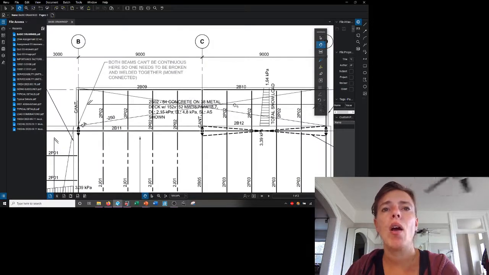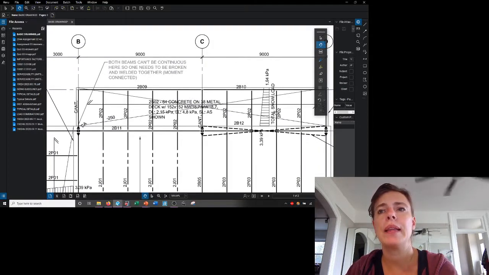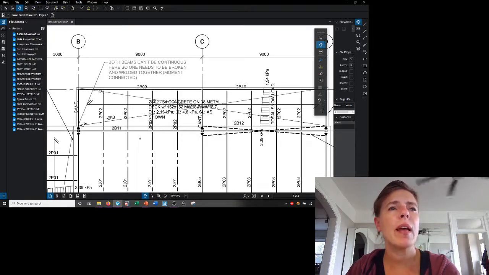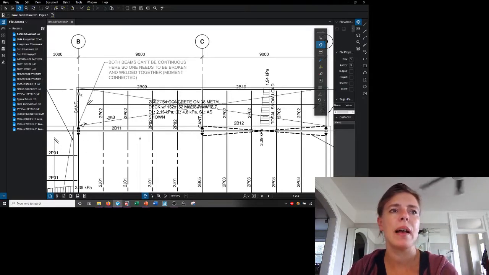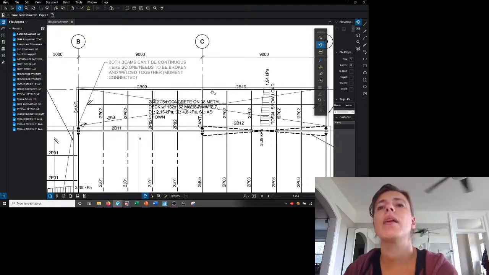We've got a concrete on metal deck system spanning this way, and we've got some beams here. It looks like we've got another beam out here picking up these ones. Oh, "cant." That meant cantilever. So this element looks like it would be designed as one beam with a cantilever hanging off the end.